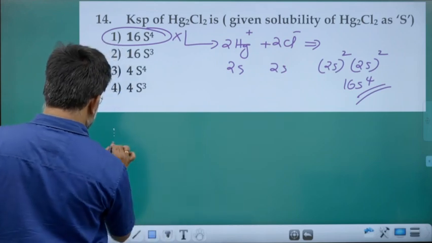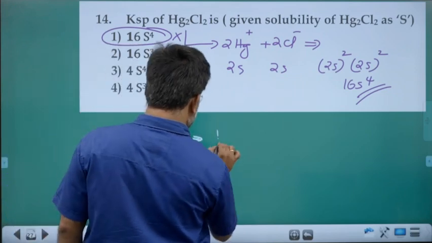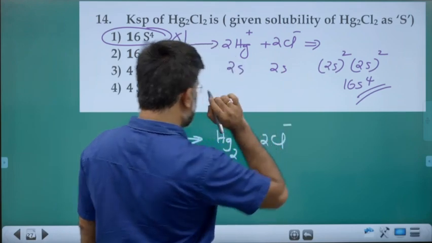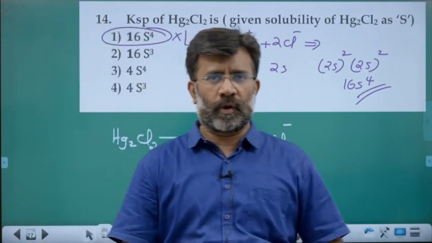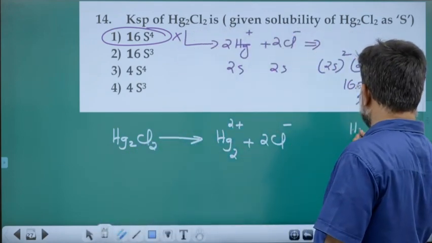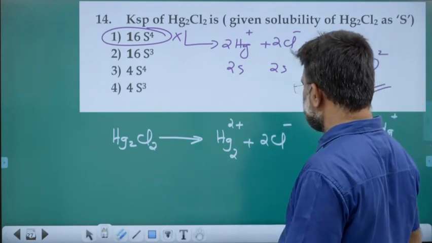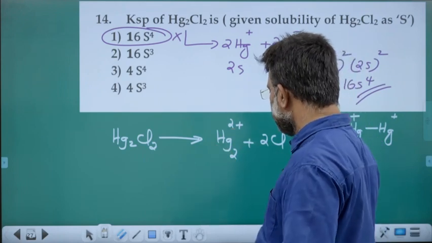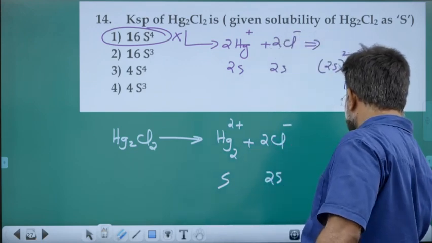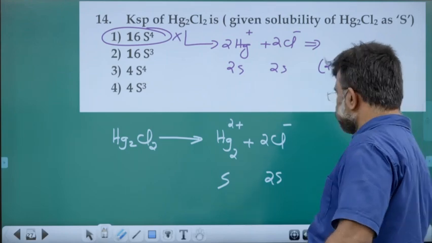What is actually happening is something different. Hg2Cl2 will give you Hg2 2+ plus 2Cl-. Mercurous ion is in the dimeric form. Mercurous will always be in the dimeric form like this, Hg2 2+. This is mercurous, and it is available as a single entity. Therefore, it is S and 2S. Therefore, KSP will be S into 2S the whole square.